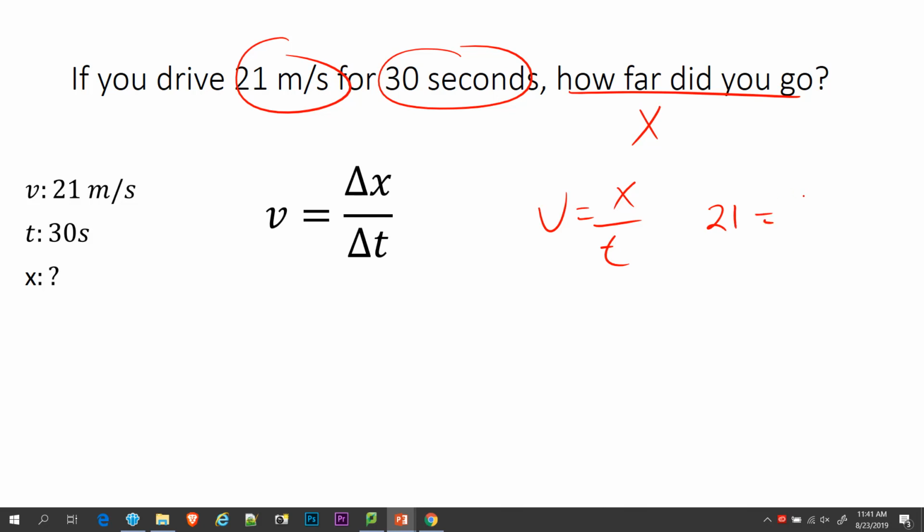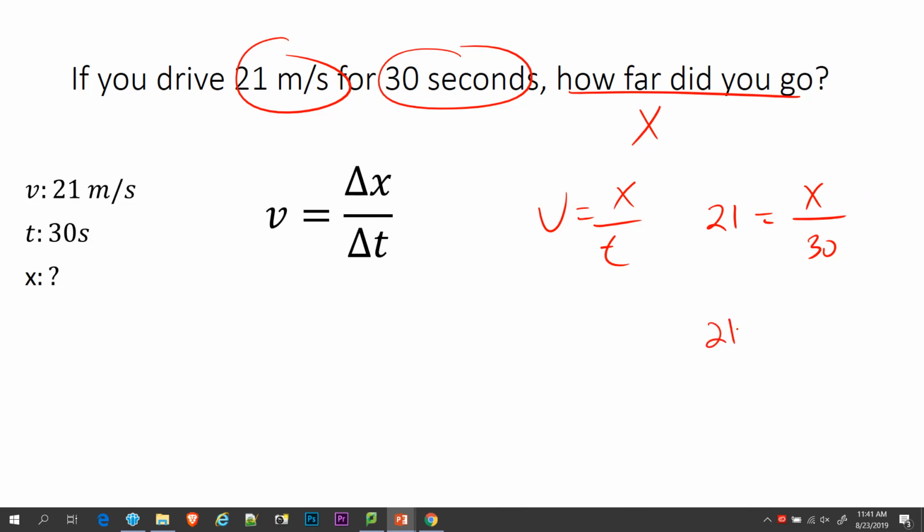21 equals x, which we're trying to solve for, over 30. So at this point in time, x is on top. It doesn't matter if it's on the left or right. On the right, it's just fine as long as it's in the numerator. I get rid of 30. I'm left with x over 1, which is x. So I'm going to multiply both sides by 30.